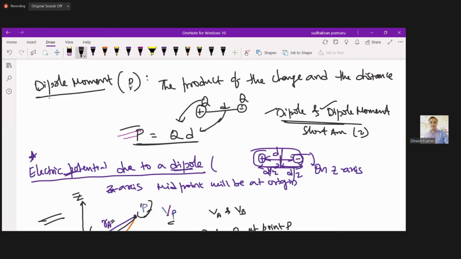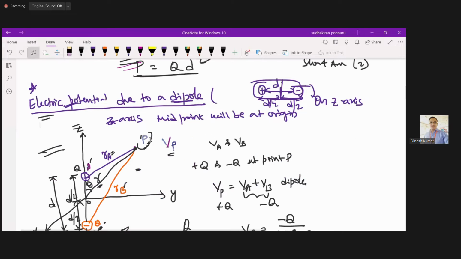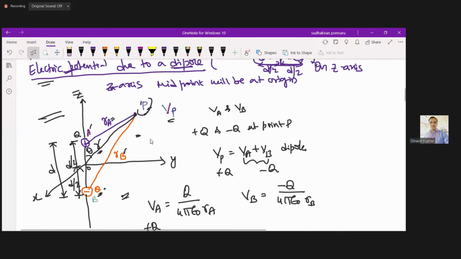Later, we went through one of the important concepts, electric potential due to a dipole. Here we have seen two cases with respect to the location of P. We have taken P at a finite distance, as well as P at infinity. For finite, we have obtained the equation.